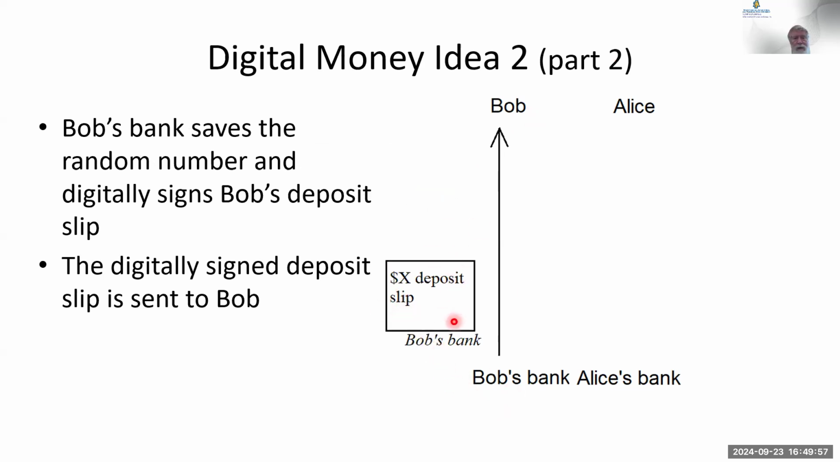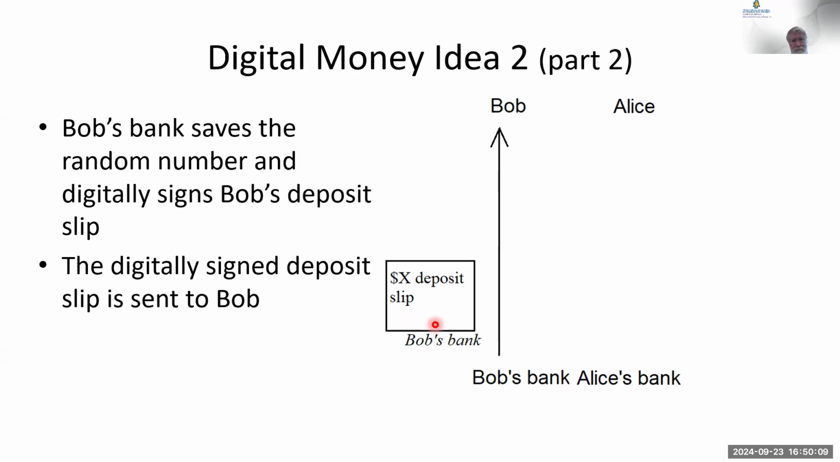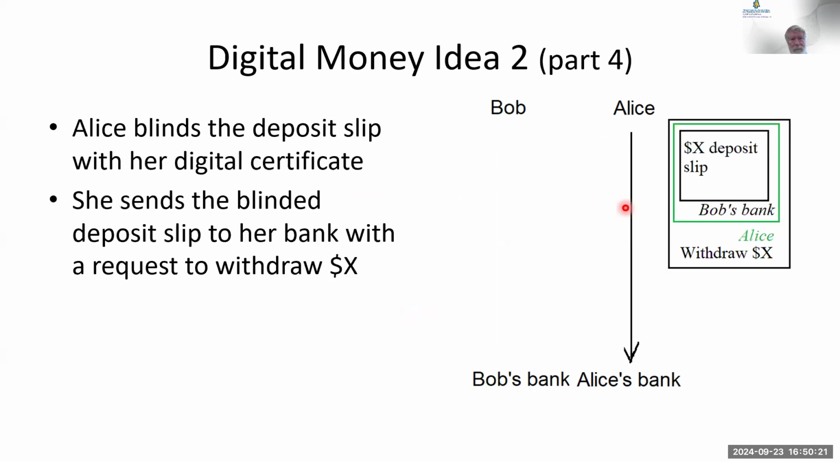By the way, I don't show the nonce in this. Try to imagine the nonce is there. I realized this afternoon that I had forgotten the nonce after the first message, but didn't have the time to go back and update every picture to do that. Okay, so Bob now has it, and it's digitally signed by Bob's bank. Bob gives it to Alice, says, okay, my bank wants that much money.